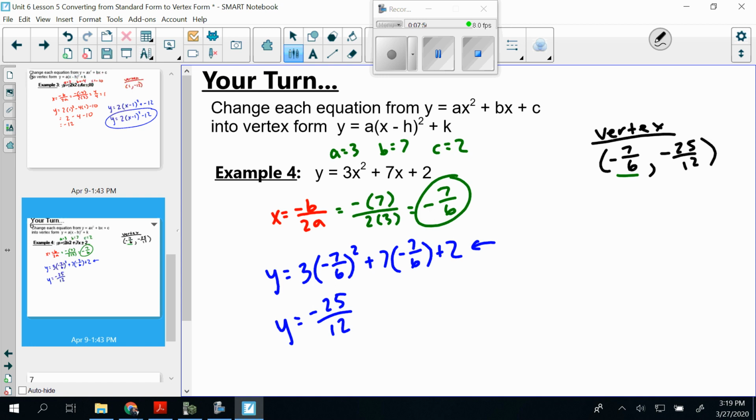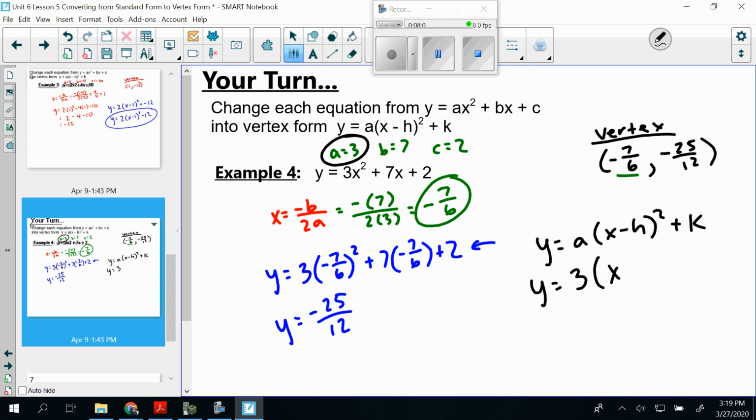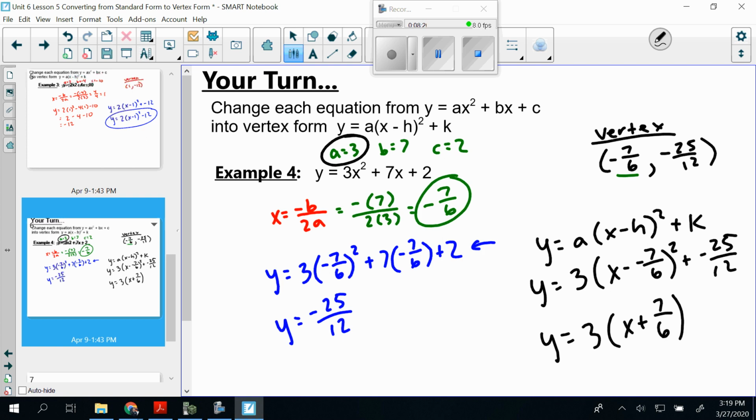And so now to write it in vertex form here, that's our same one we've been using on all these other ones. Our a value is 3 from before. We got x minus negative 7/6 plus negative 25 twelfths. And so final answer here would look like this. So if you add this, nice job here. So that would be our final vertex form.